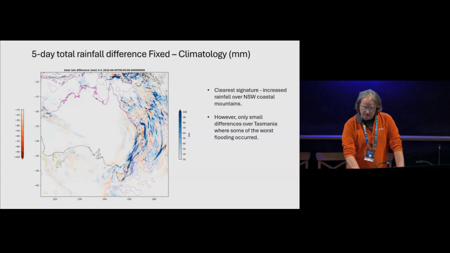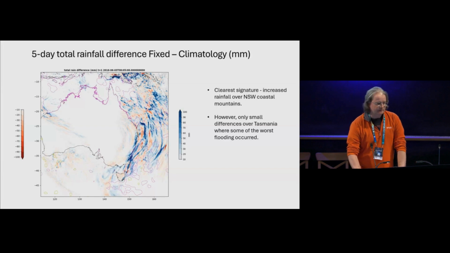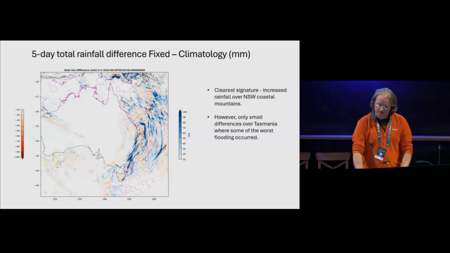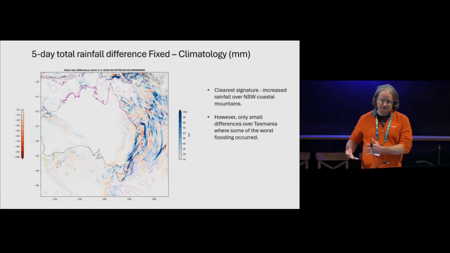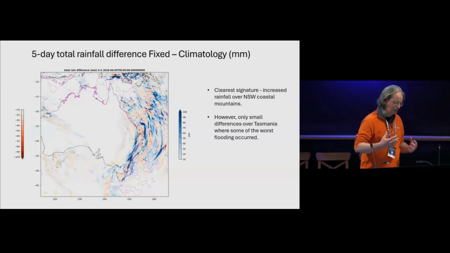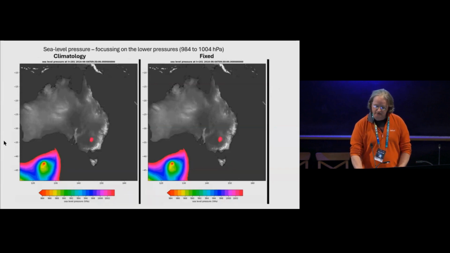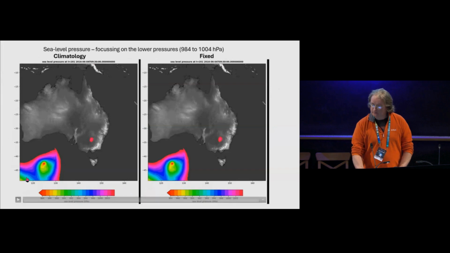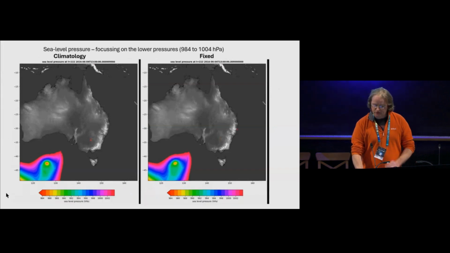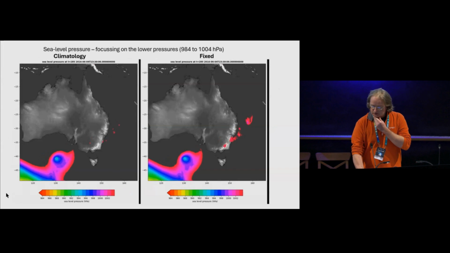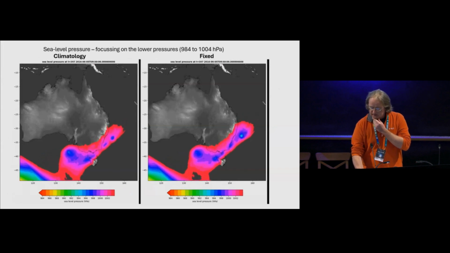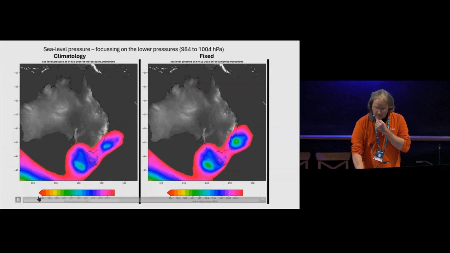Nonetheless, it looks like there's something interesting happening here, where the complicated patterns off the coast are translating to a more distinct signature when you get that forced uplift over the mountains. But I haven't looked at this in detail. I've been mainly focusing on the low pressure system. And this just focuses in on the lowest pressures.